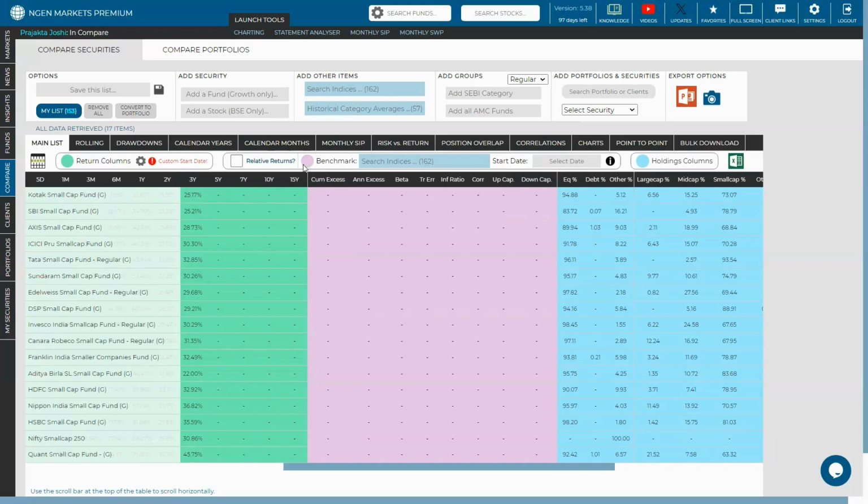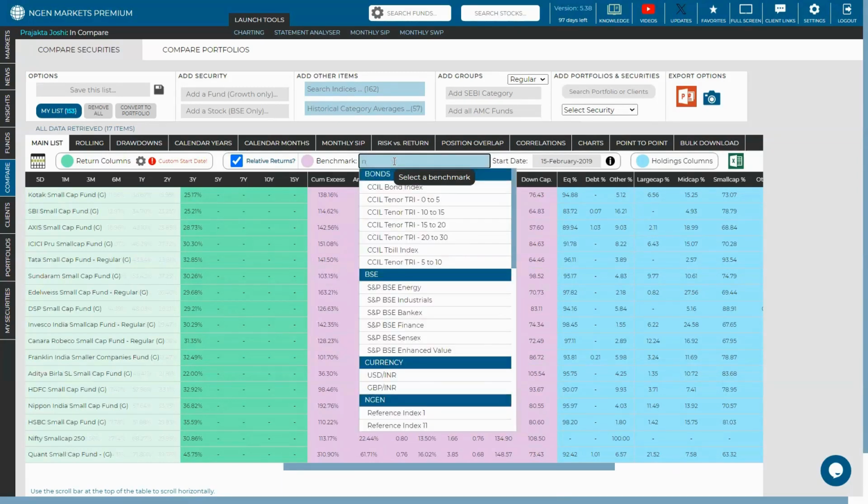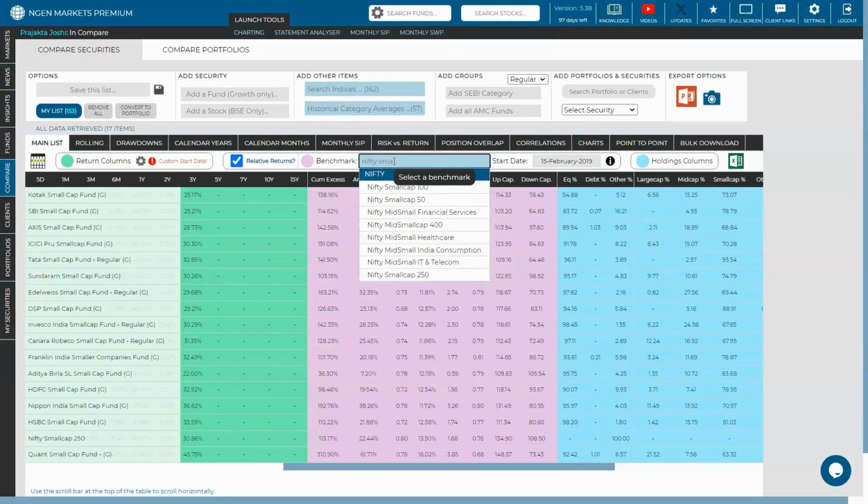As of now, we have not chosen any benchmark, and that is exactly what this red message is telling you. This is disabled, and in order to turn this on, you need to check box the relative columns. The moment you check this on, you will see a benchmark appearing here, and all of these ratios start coming in. Of course, this is a Nifty 50 in this case. This is not really relevant for this list because we have small caps. So I just do backspace and I choose again a relevant benchmark, a Nifty Small Cap 250.